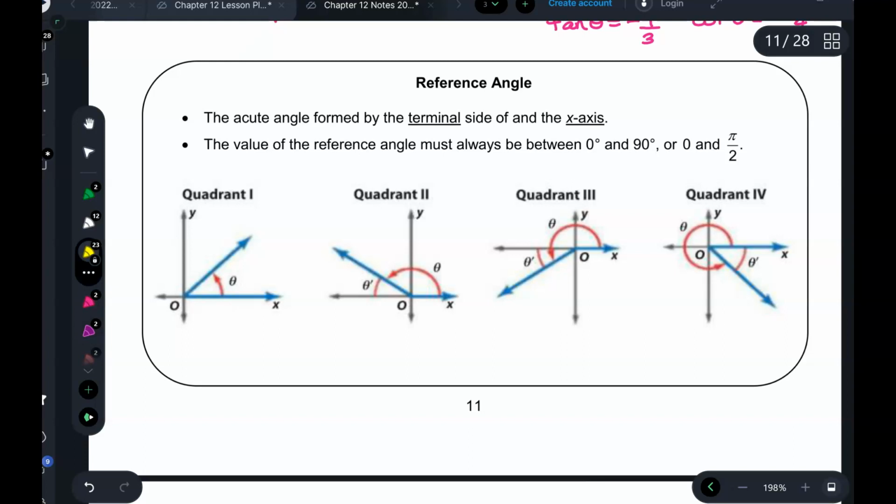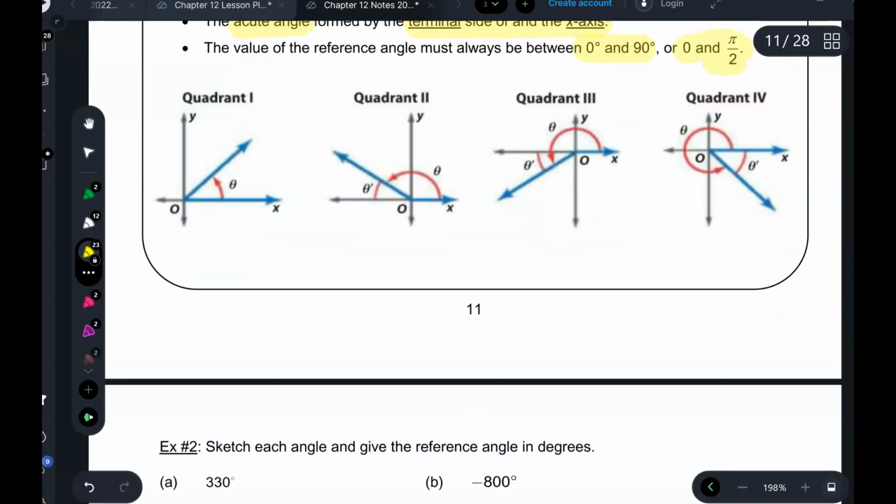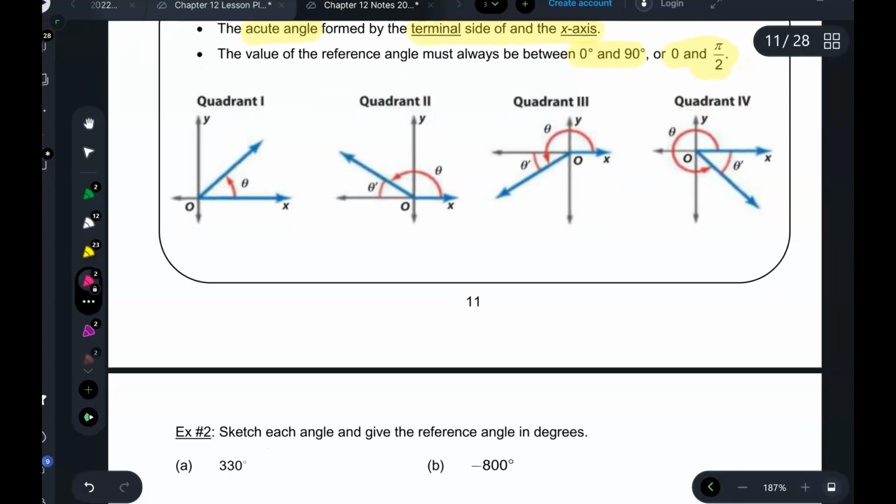This is what I was talking about, Gabe, about the reference angles. The reference angle is the acute angle formed by the terminal side and the x-axis. All reference angles must be between 0 and 90 or 0 and pi/2. In quadrant 1, it's easy. Our angle is just whatever this is, so our reference angle is going to be equal to theta.